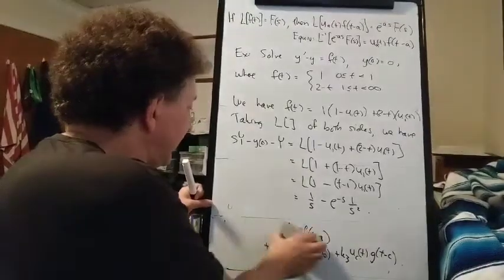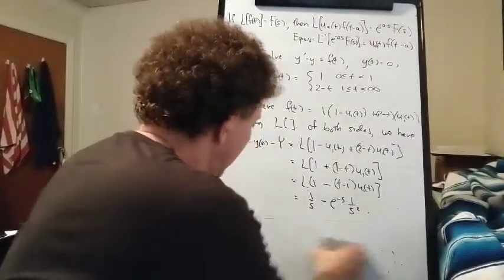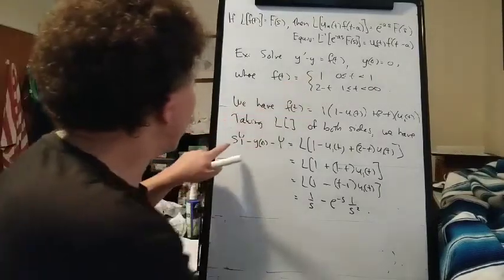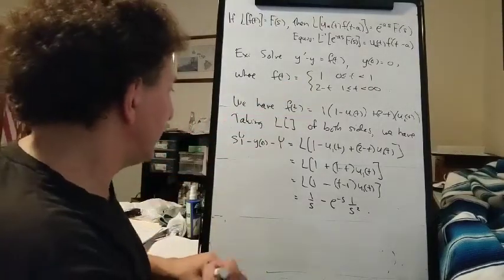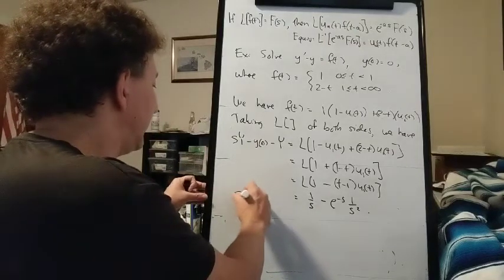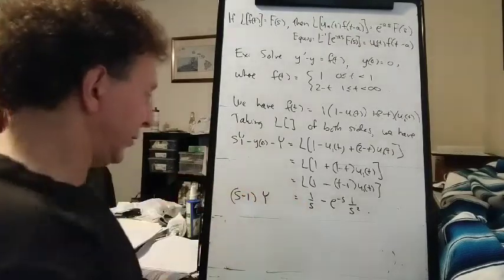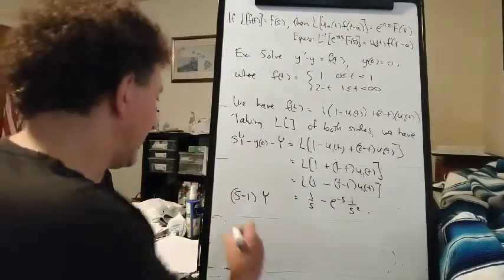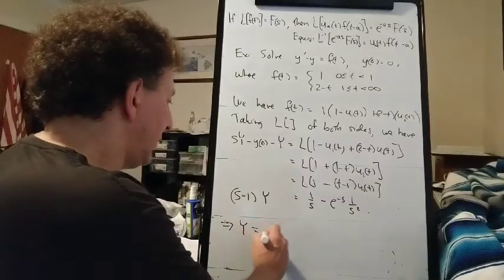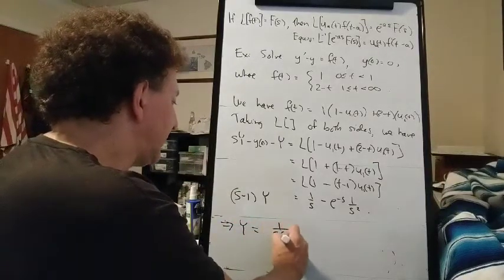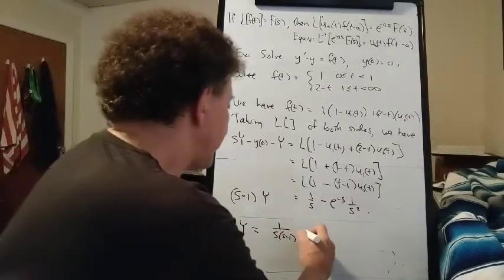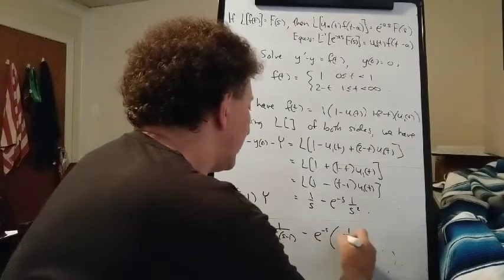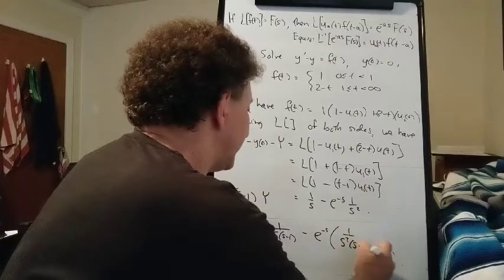Now the left-hand side, y of 0 is 0, so we just have sY minus Y. So this is (s minus 1)Y equals that. So we can divide both sides by s minus 1 to solve for capital Y. So Y equals 1 over (s minus 1) minus e to the negative s times 1 over s squared (s minus 1).